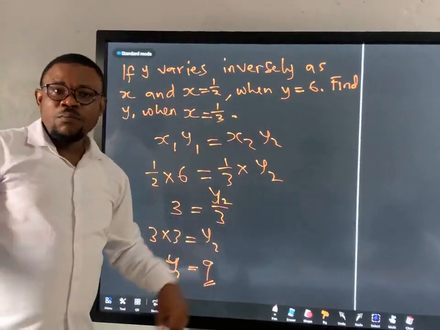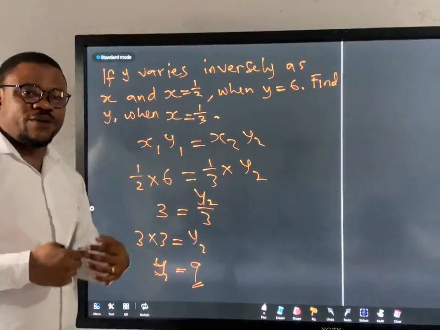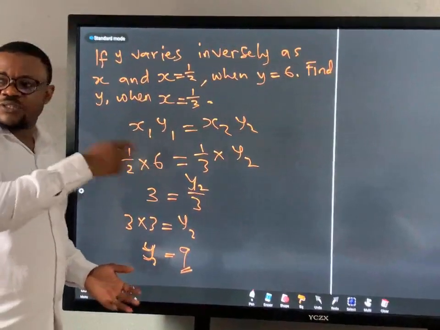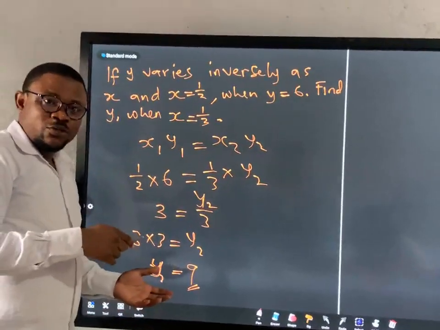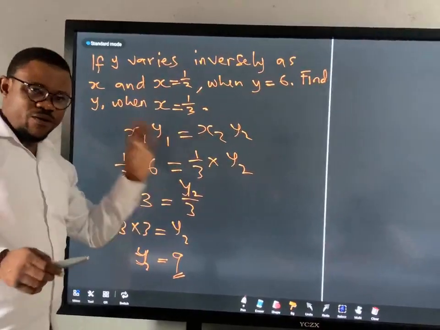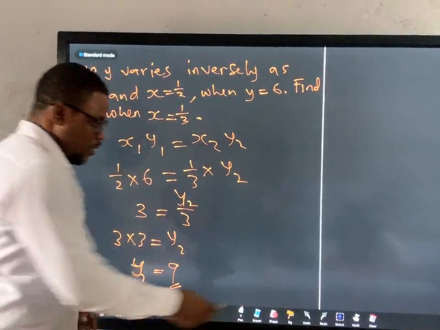time. But my joy is the fact that we'll keep seeing questions on ratio, proportion, and variation again and again. So as we keep practicing them, before long everything becomes very easy. Do you understand? Yes.